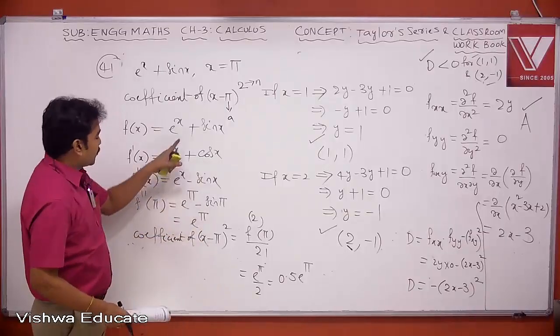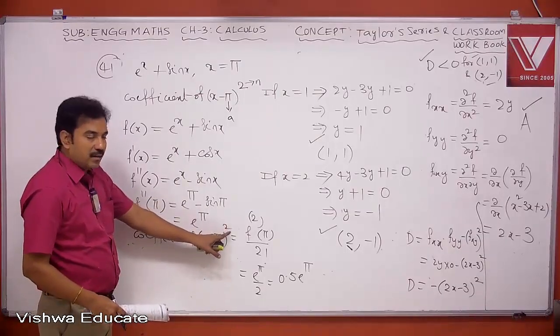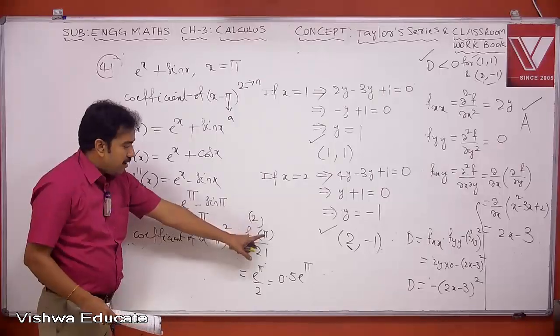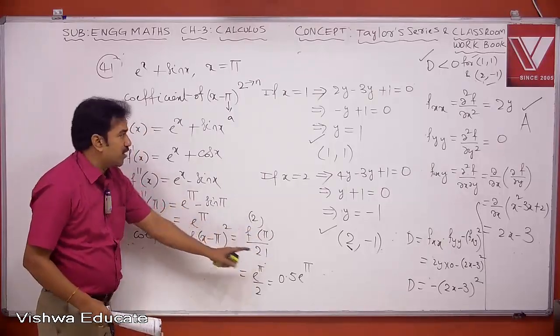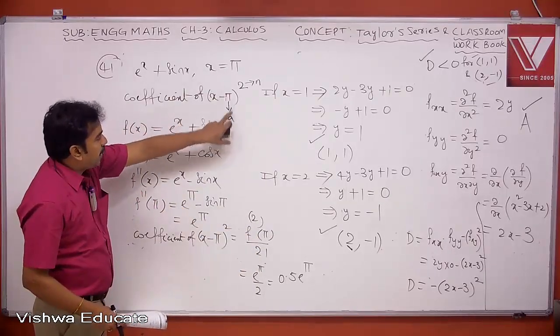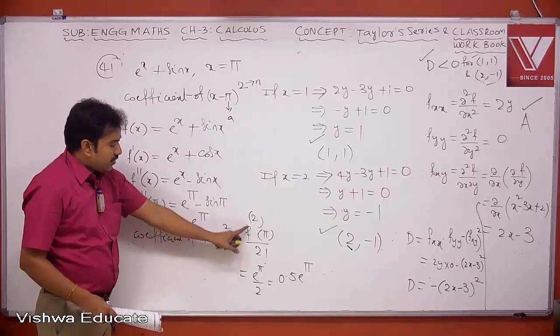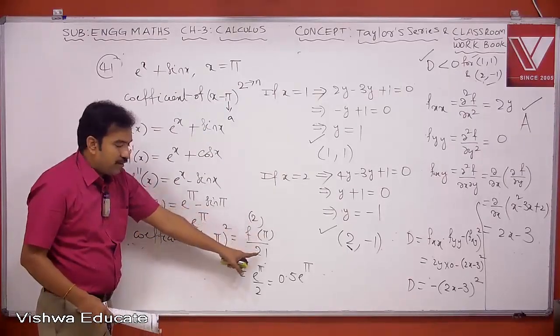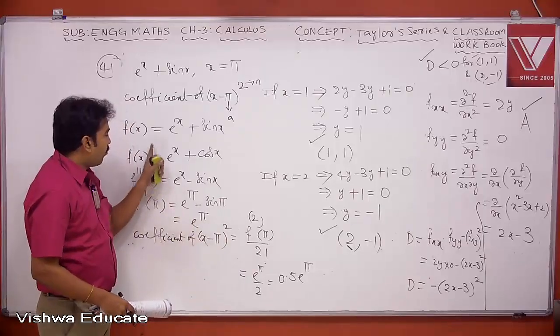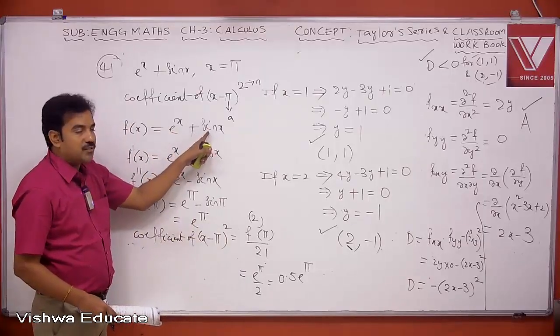Coefficient of (x minus a) whole power n is the nth derivative of f at a divided by n factorial. Here a value is pi, n value is 2. So therefore the required answer is the second derivative of f at pi divided by 2 factorial. But what is f of x?